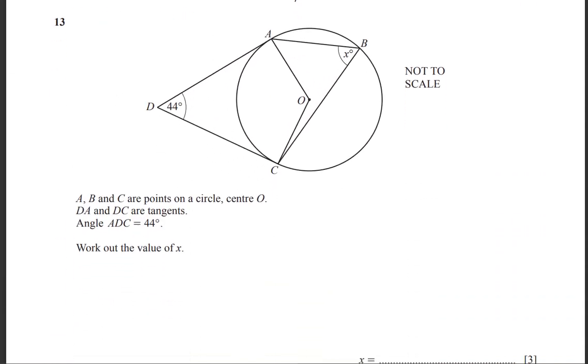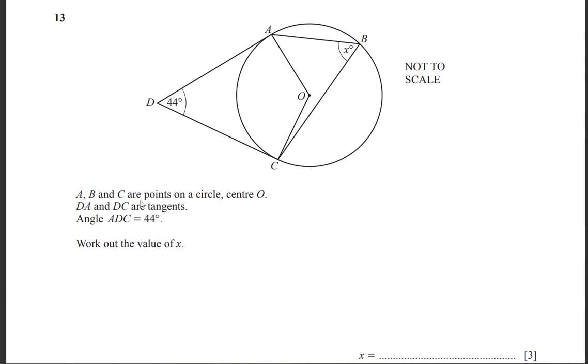Here we have this question. He is telling me that A, B, C are points on a circle with center O. DA and DC are tangents. So that means this is a radius from this point and this is a tangent. This is 90 degrees. Directly write your given. And this is 90 degrees.